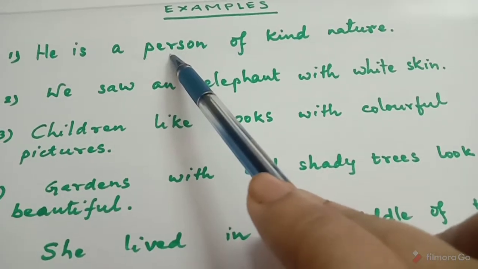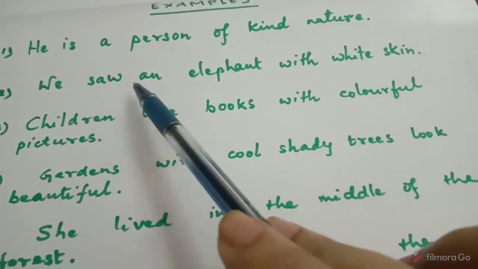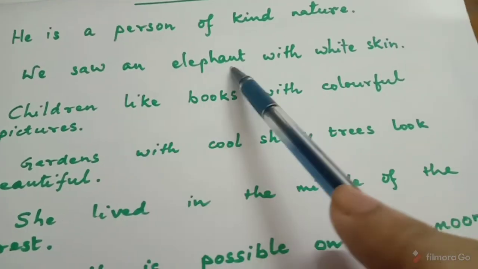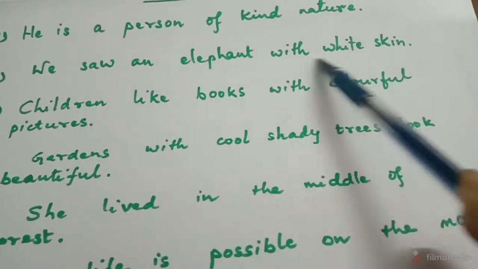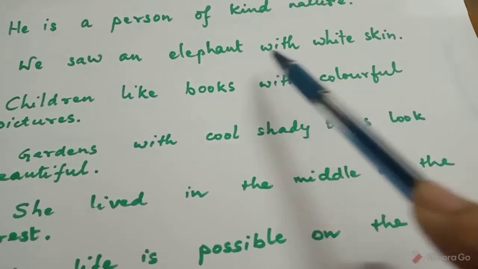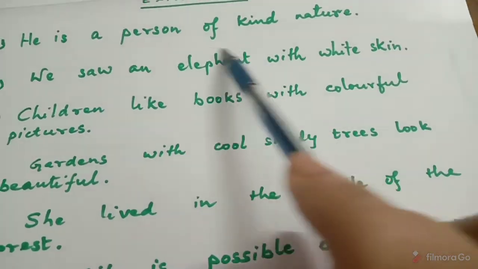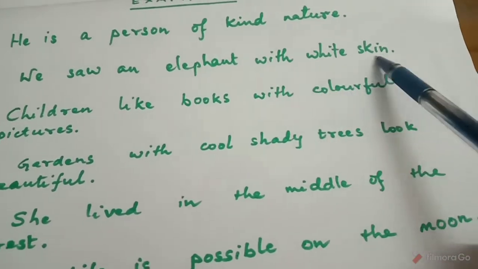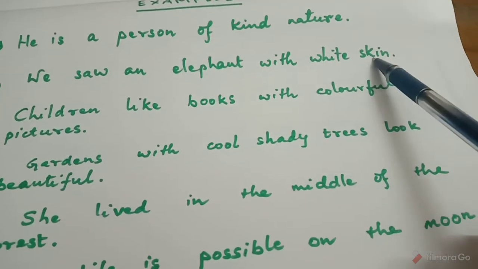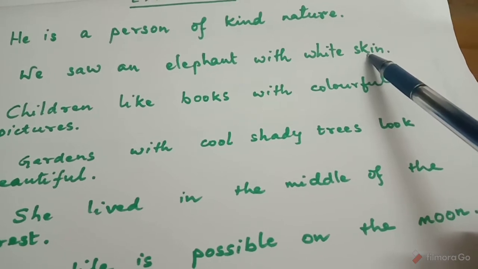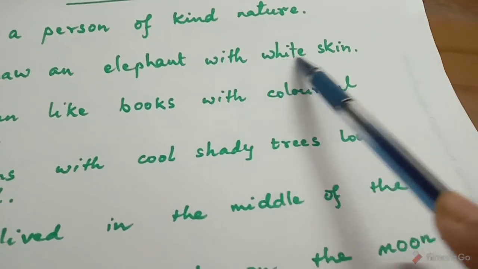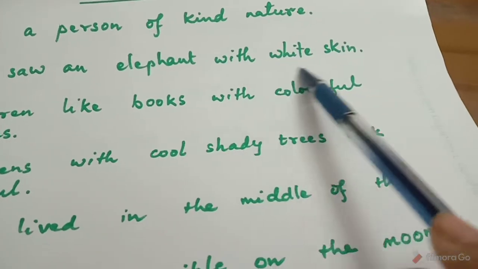noun person. Second one, we saw an elephant with white skin. First, let's find out the phrase first. So we saw an elephant. This is a complete part of the sentence. So with white skin, that is my phrase. And now what kind of phrase is it? Adjective, adverb, or noun? So we saw an elephant. What kind of elephant did we see? We saw an elephant with white skin.